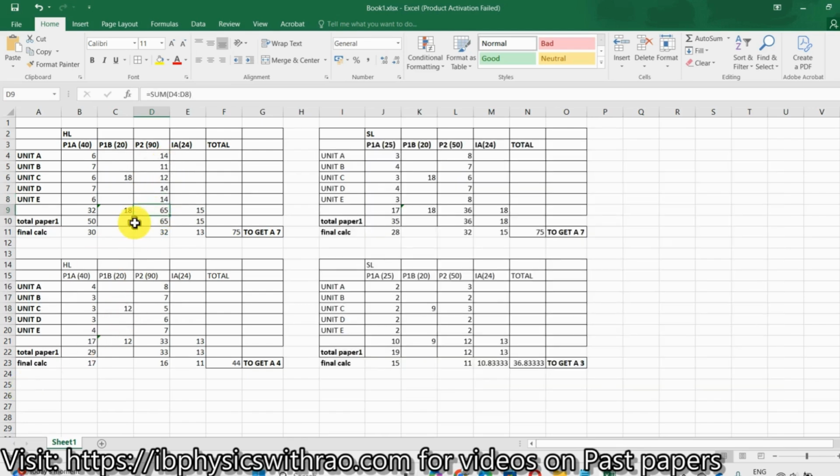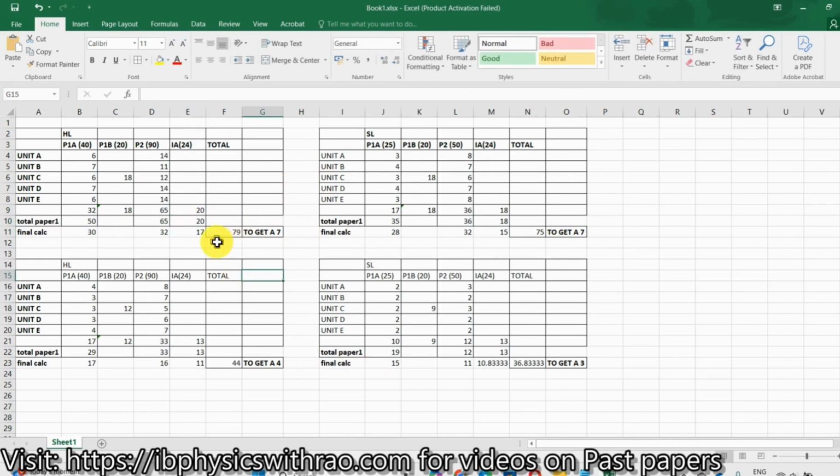If you get 65 over here, and IA, for the time being, I am just considering 15 only. I am not considering more than that. Probably an HL student who is doing very well might be able to get even 20. If I put 20 here, then what do I get? I get 79 over here.